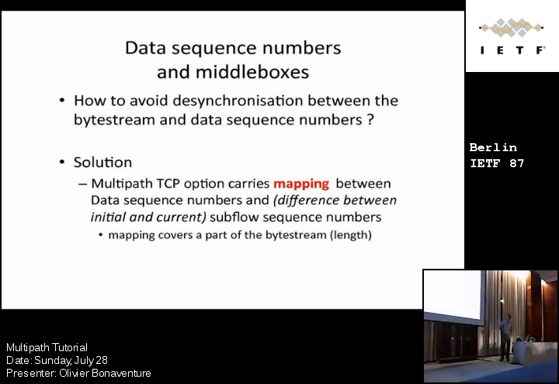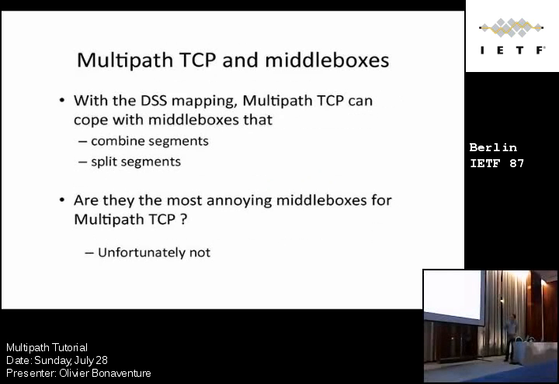And to deal with the middle boxes that would do coalescing or splitting, we have to indicate for how many bytes the byte stream is valid. So we have to provide the length of the mapping. With that, we can deal with middle boxes that would combine segments or split segments. And this works correctly over the internet, and we've done experiments with the Multipath TCP implementation on Linux that show that this works.